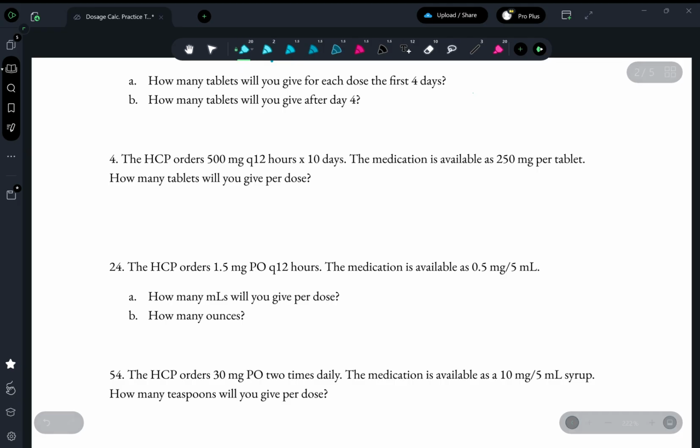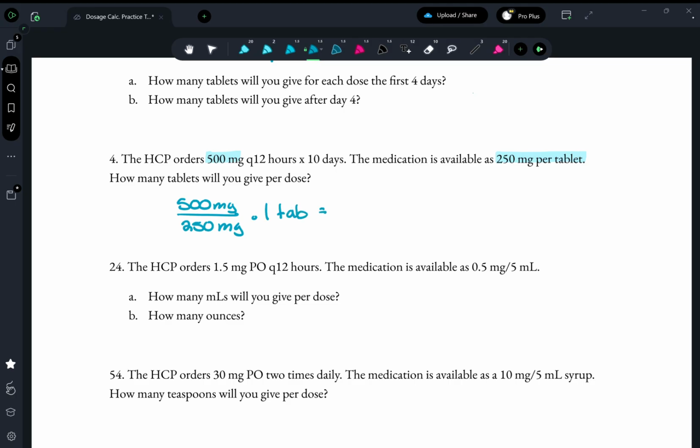Now, same thing. The doctor orders 500 milligrams, Q12, so you're going to give that once a shift for 10 days. So this patient is going to be getting their medication twice every 24 hours, once on day shift, once on night shift. It's available as 250 milligrams per tablet. How many are we giving per dose? 500 milligrams divided by 250 milligrams times 1 tablet. And that's going to equal 2 tabs.